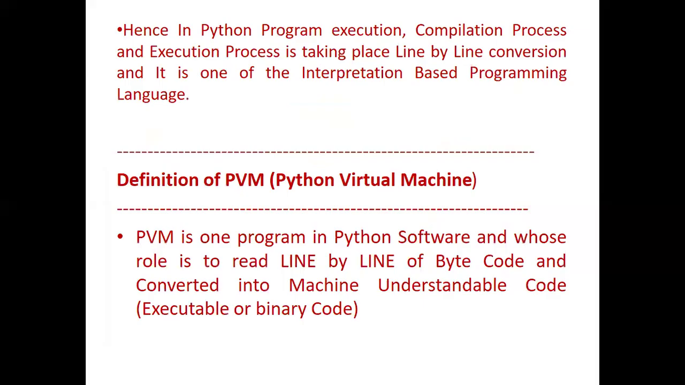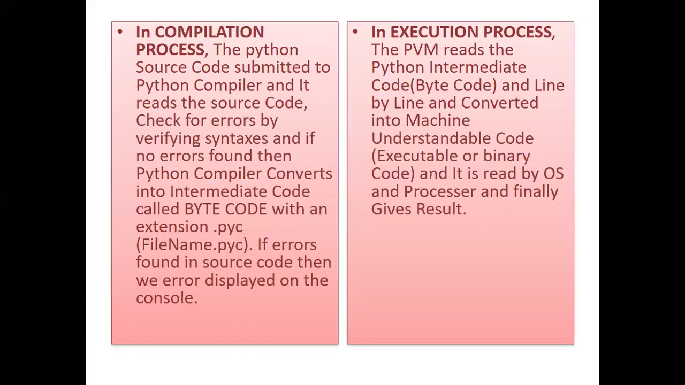Now, what do we understand by PVM? PVM is the Python Virtual Machine. It is one program in Python software whose role is to read the bytecode line by line and convert it into machine understandable code. So in every program, compilation and execution take place line by line, and it is one of the interpretation based programming languages. Is this clear? What do we understand by the compilation and execution process?